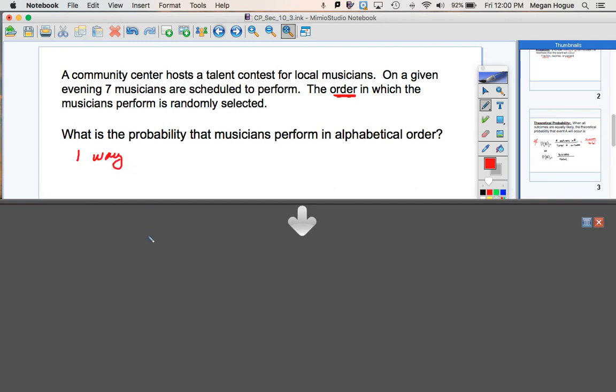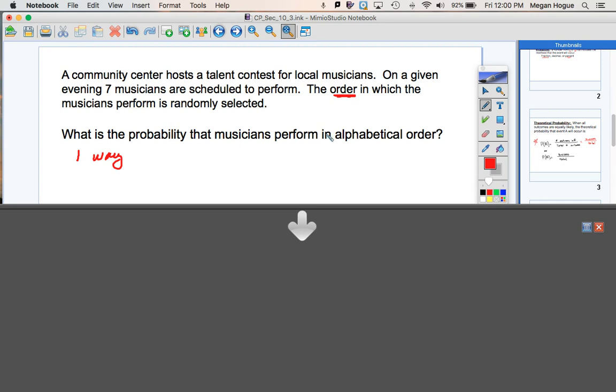The tricky part is, how many ways can I get them to do this? Well, the order they're going to perform is important. They can't just say, oh, these 7 are going to perform out of 10. I want to know if it's going to be musician 1, 2, 3, 4, or is it 2, 3, 4? So the order matters. Think about what that deals with. That deals with permutation. So I have 7 that I'm choosing from. All 7 are going to perform.